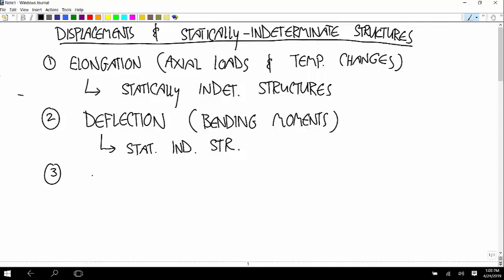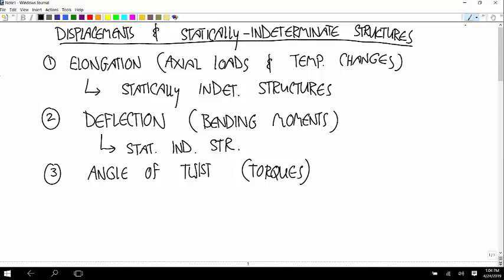And then we'll do angle of twist. That has to do with torques. And we could talk about statically indeterminate structures, but I don't think we do any problems like that. But you could keep thinking about it in this way.